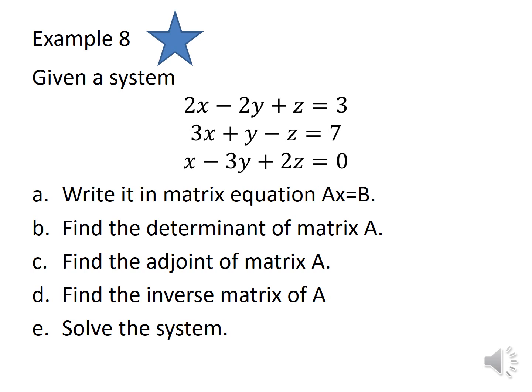Look at this example. Given a system, write it in matrix equation, AX equal to B, and find the determinant of matrix A. C. Find the adjoint of matrix A, and D. find the inverse matrix of A and solve the system.